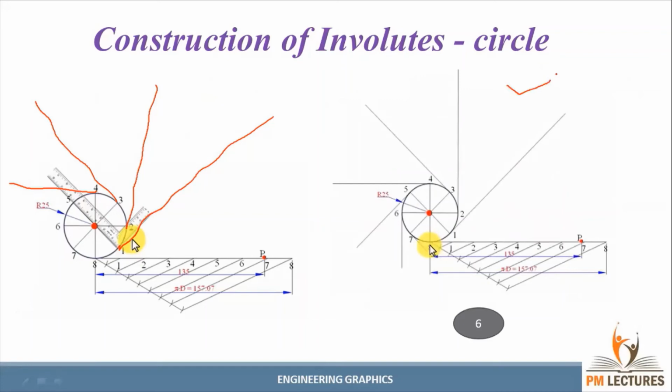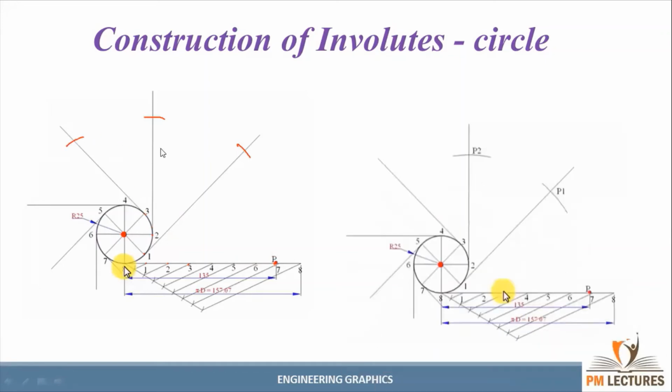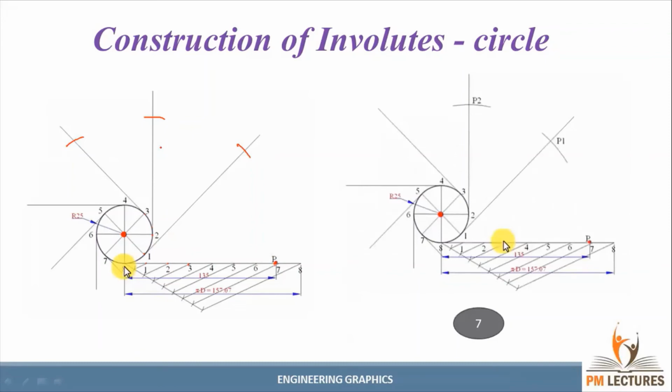Okay, guys. So after drawing these tangent lines, we need to measure from the point 1. From the point 1 to P point, you need to measure and keep the compass on the 1 point on the circle. Make an arc. Similarly, the second point, you need to measure to P point. Keep the compass on the second point of the circle and make an arc. From the third point, you need to measure up to P point and keep your compass on the third point of the circle and make an arc. Like this, we need to make arcs. See here, and give the names as P1, P2.